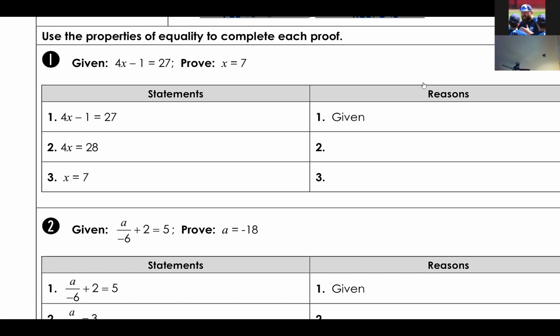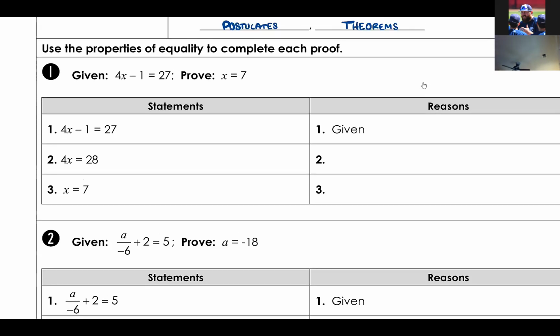So when we look at our number one, our given, 4x minus 1 equals 27. What changed from statement 1 to statement 2, 4x equals 28? What is it? They added 1. So what property are we going to use? Addition. The addition property.